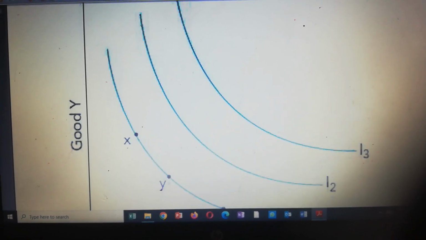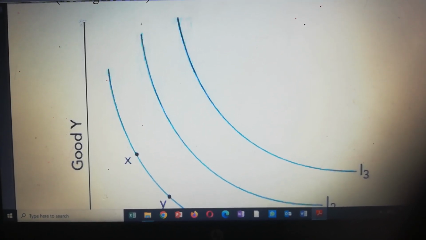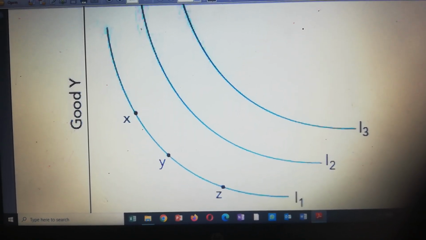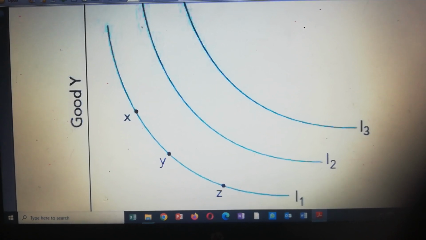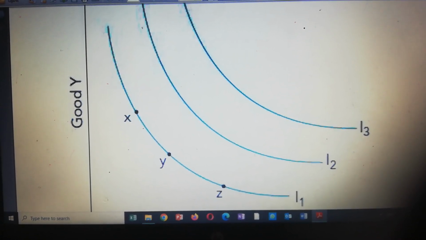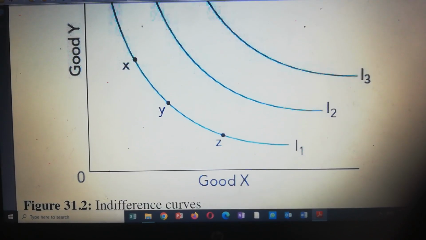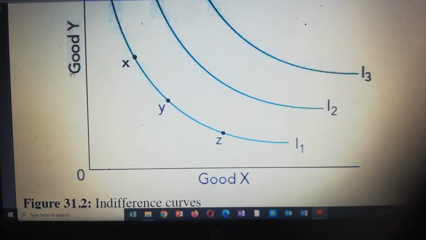What indifference curves show is a combination of two goods that give equal satisfaction. So a combination of two goods that give equal satisfaction can be represented by an indifference curve. If you're looking at, for example, here, I have given two goods. We have good X and good Y. So there's our good X, there's our good Y.